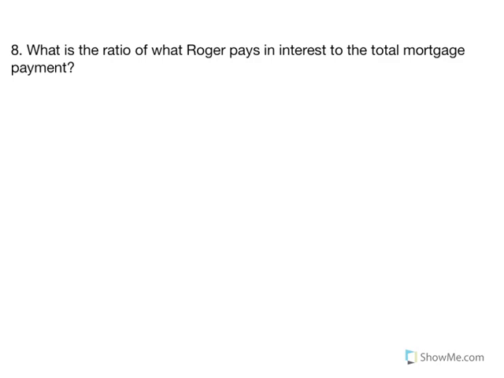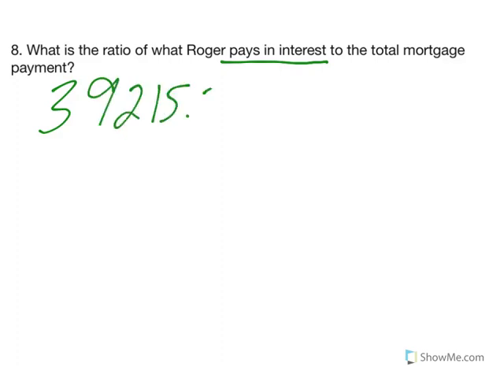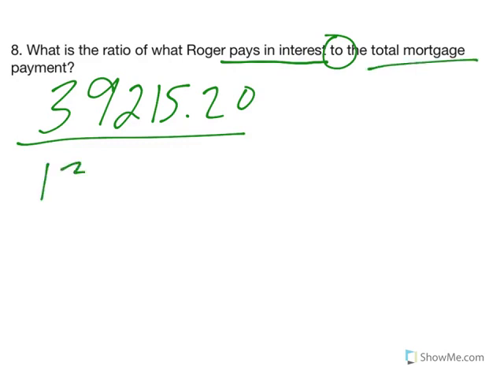They're fractions. We talked about that in Unit 1. First part, what Roger pays in interest. Well, that's the answer to number 7. So that was $39,215.20. The 2 implies the fraction bar, which gives you the ratio, the total mortgage payment. Well, that's the answer to number 6, which is $131,935.20.